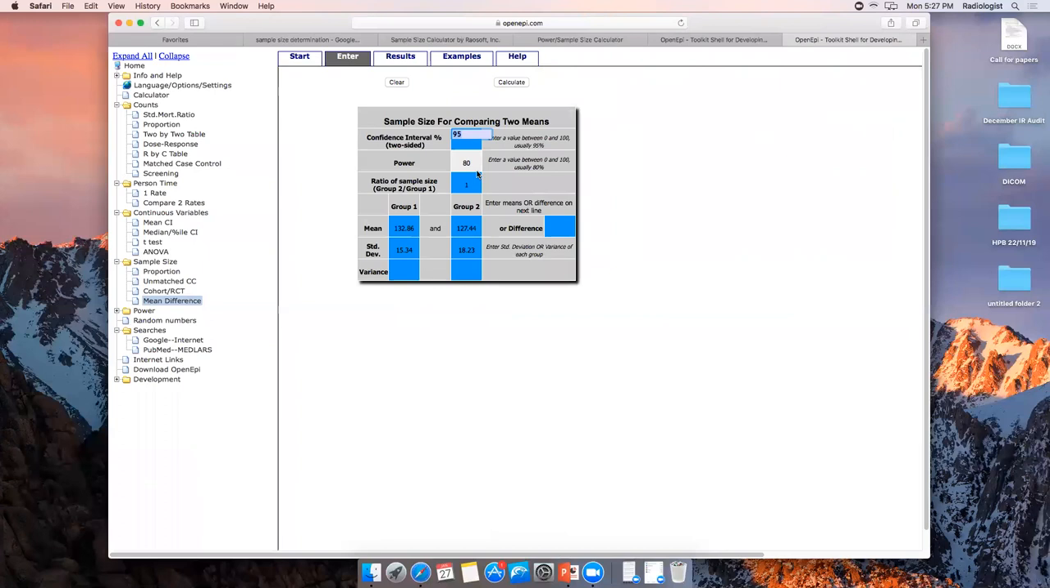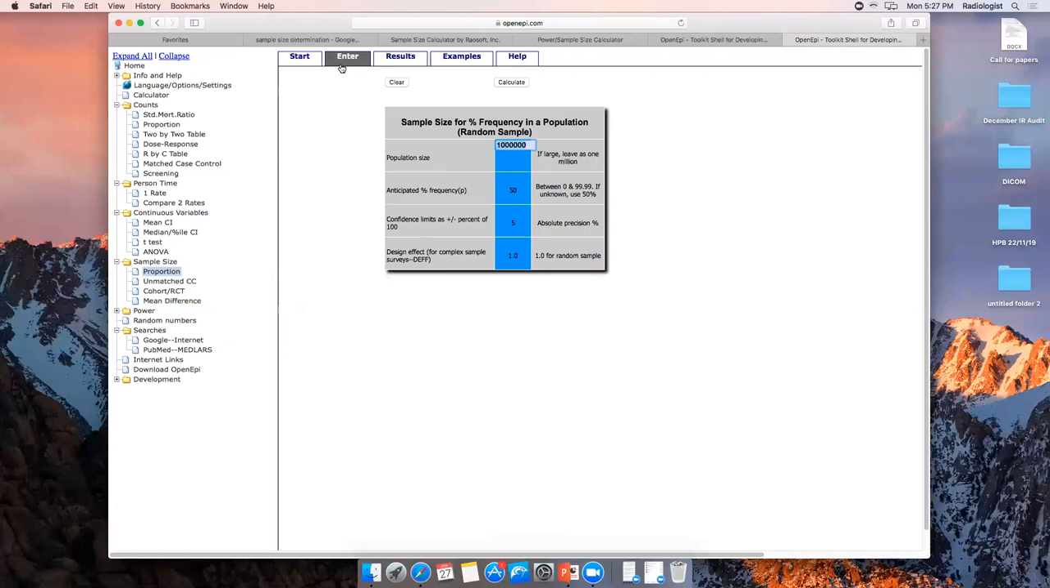The ratio of the sample size group 1 and 2, 1 to 1, or is one group twice as large? And if I'm doing means, this is what I put in: the mean of group 1, the mean of group 2, the standard deviation of group 1, the standard deviation, and run whatever I want. If I'm doing something else, proportions, I do the same thing. If it's just a single proportion, I would put in this, and the anticipated or expected result, put in, and you go. This has lots of things that you can do.